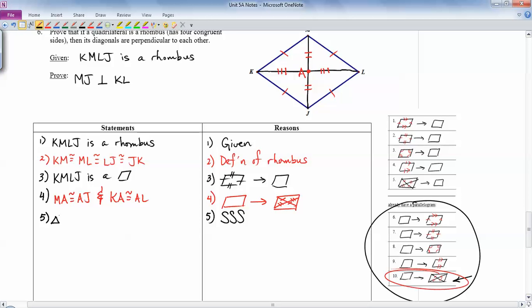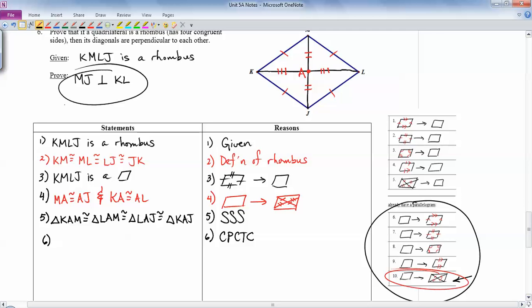So right here, if I call the top left triangle KAN, then I went along the 3, then the 2. So the next one would be LAN. And then if I went 3 and 2 for the bottom triangles, it'd be LAJ. And then KAJ. Okay, and then after that, we're going to follow this up with CPCTC to match up some stuff.